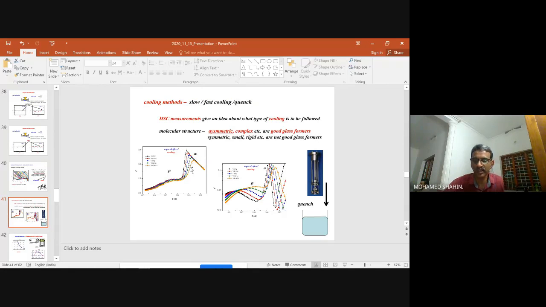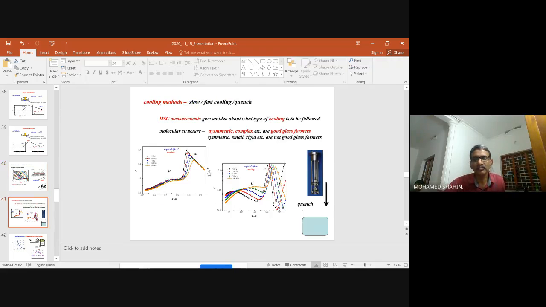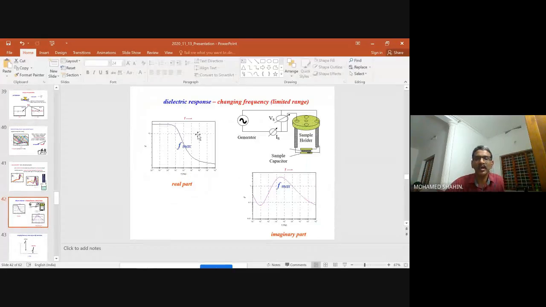Here you can see that the frequency you are taking is 10⁻² to 10⁷ at a particular temperature. Each line corresponds to one particular temperature. Here is another way of looking at the same thing. You change the temperature and you take data at a particular frequency. You take this because you want to have an idea that during cooling the sample is not crystallized. And this I also explained yesterday during the last class.